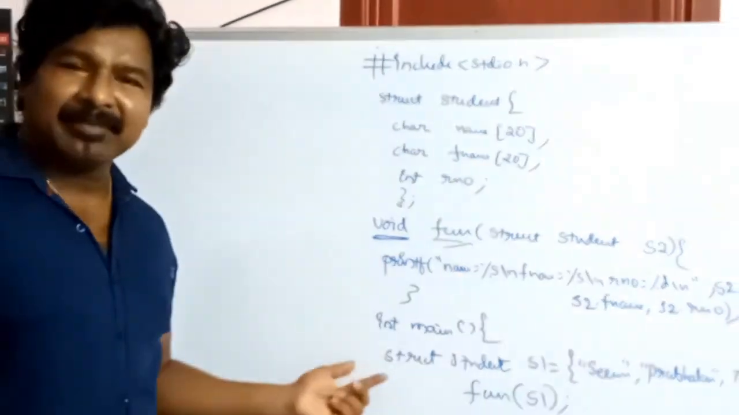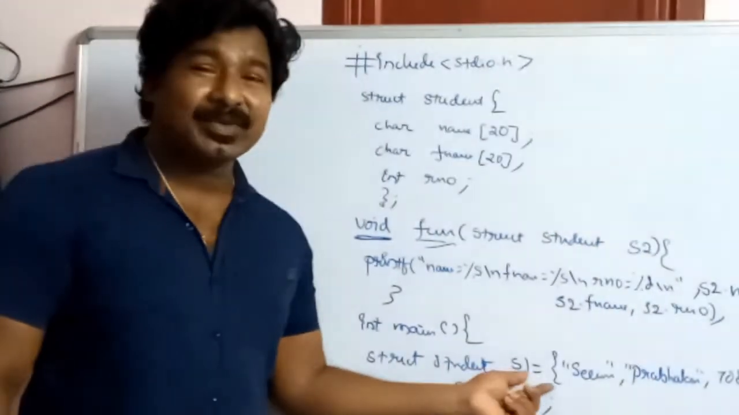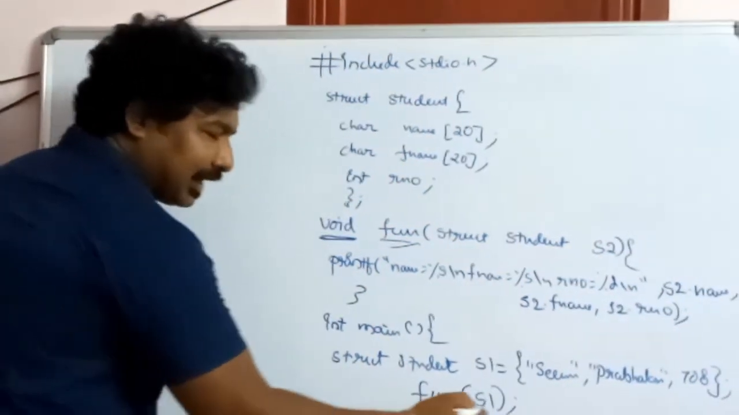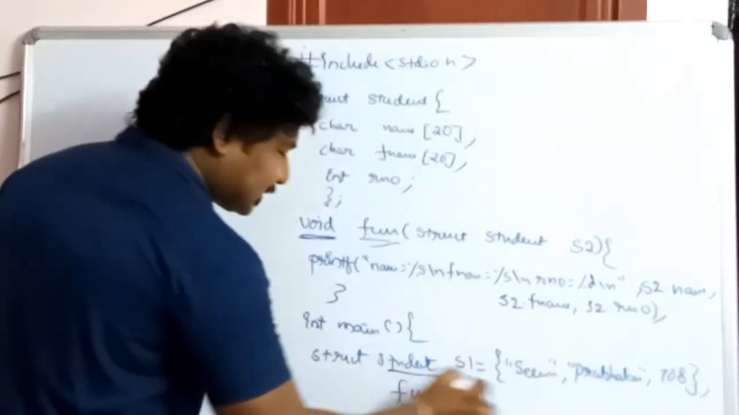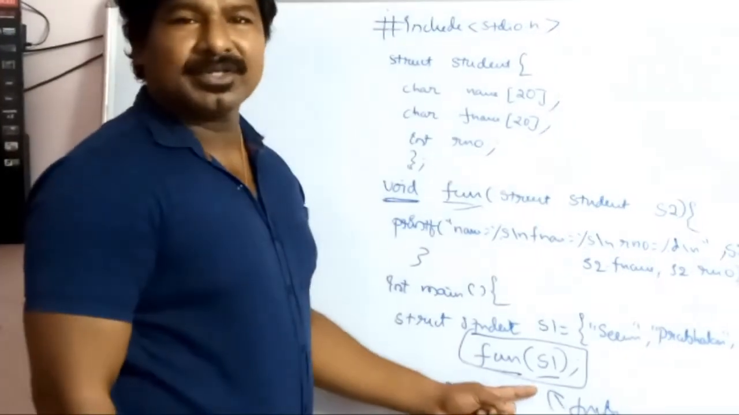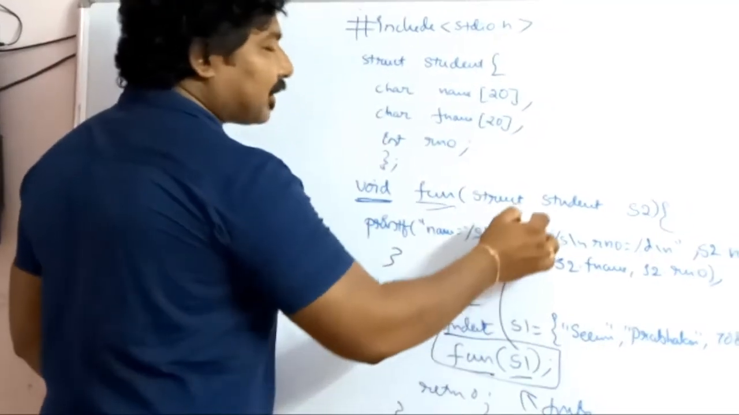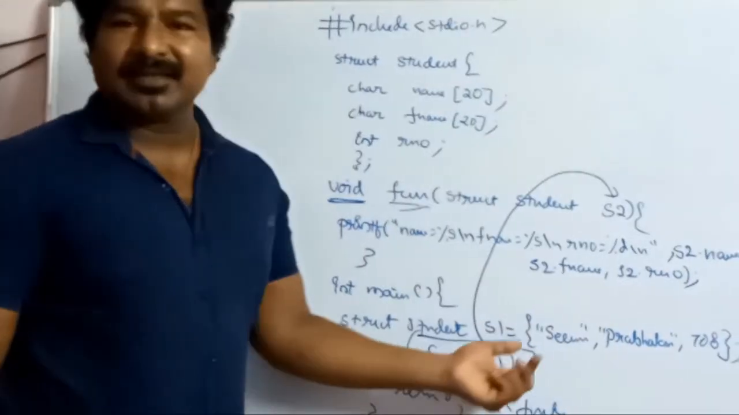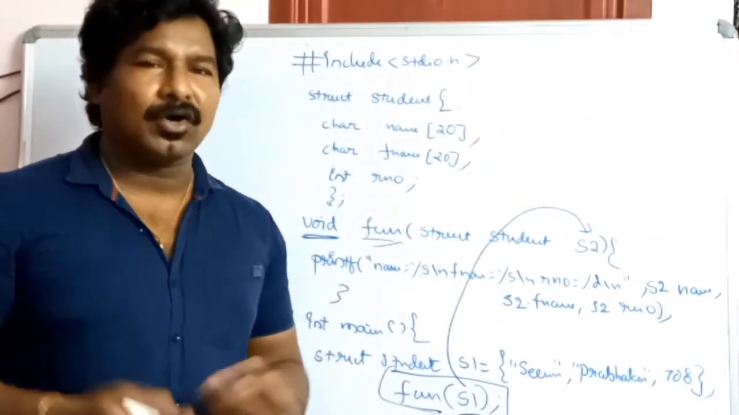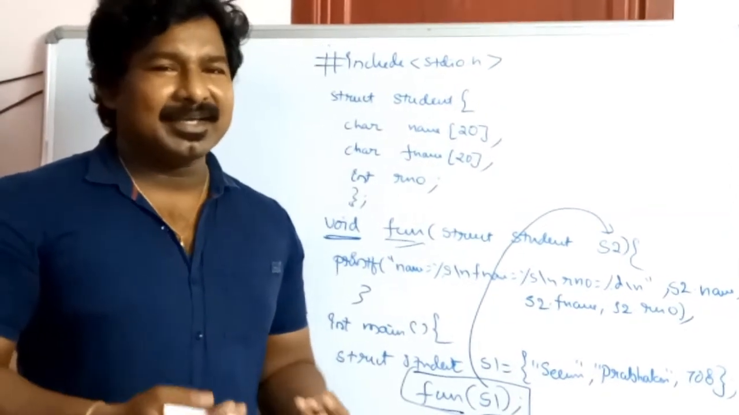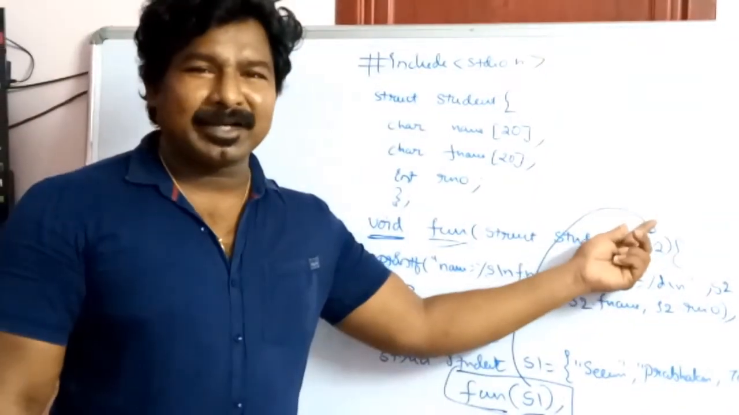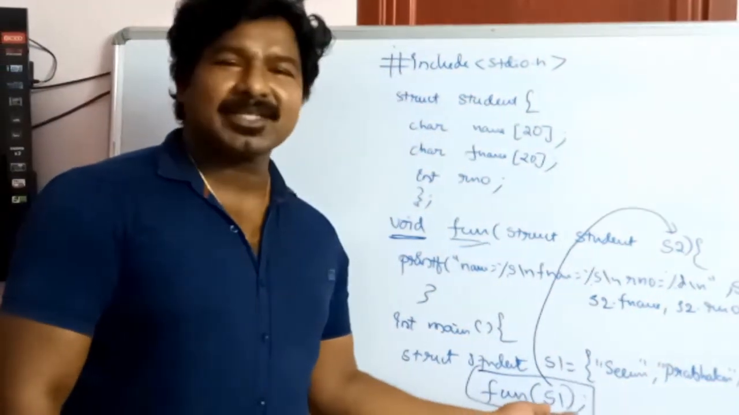In the main function, s1 is equal to my name, my father name, and roll number, and I called the function fun and passed s1 as the parameter. This is the function call. This will send the values of s1 to s2. All the values in s1 are copied into s2. This is happening because we are using a parameter passing method called call by value or pass by value. Here all the values of the actual parameter s1 are copied into the formal parameter s2.